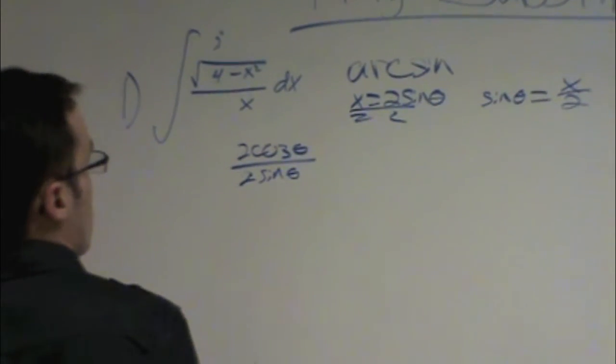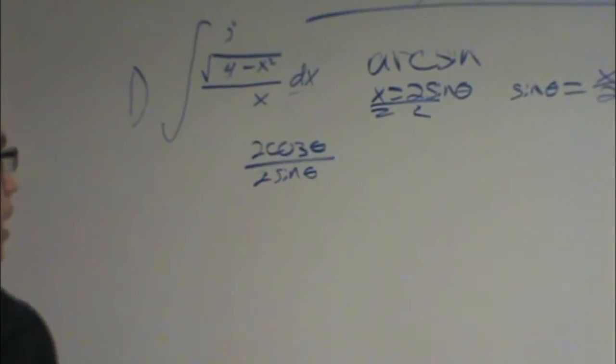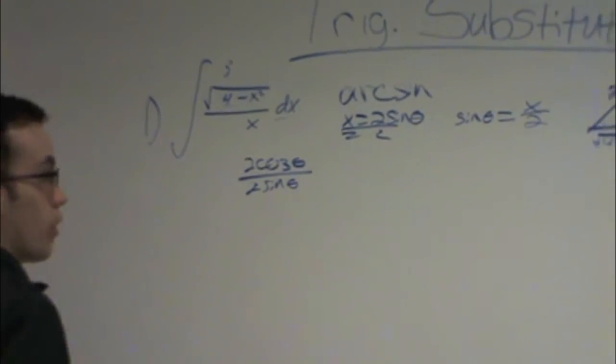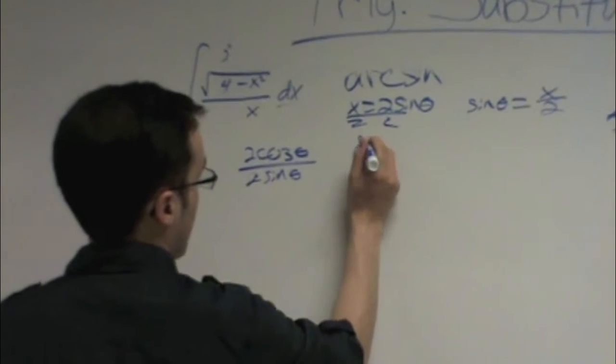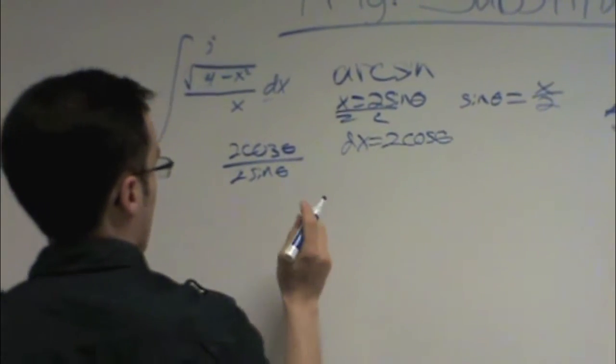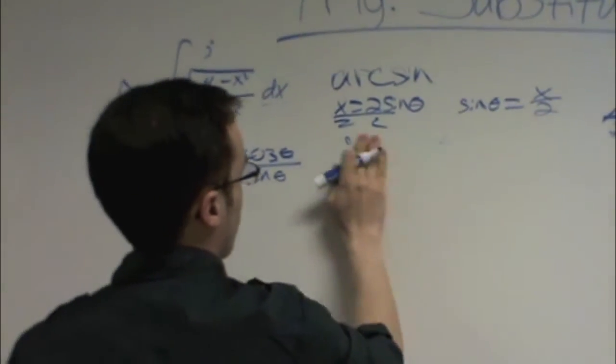And there's one more thing we have to do, and we have to take care of this dx. We find that just by taking the derivative of this x term here. The derivative of sine is cosine, so dx becomes 2 cosine theta dθ. So then, let me get this out of the way.